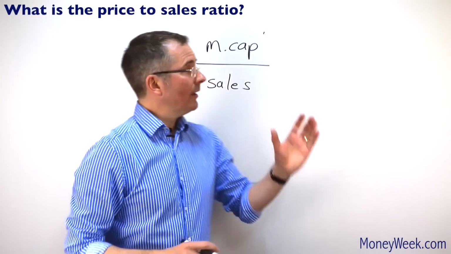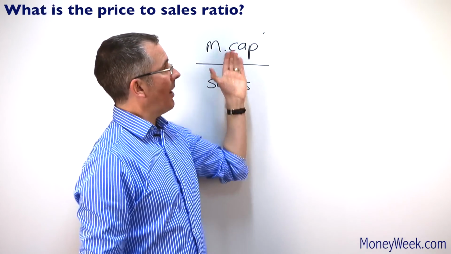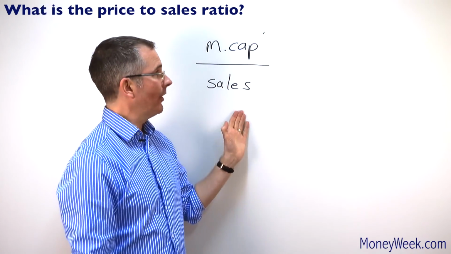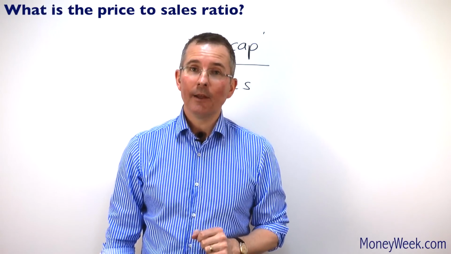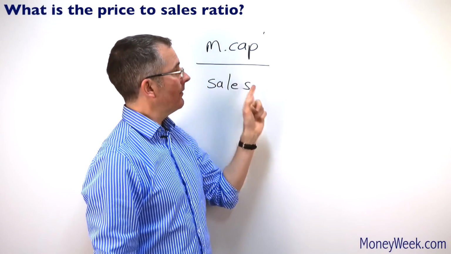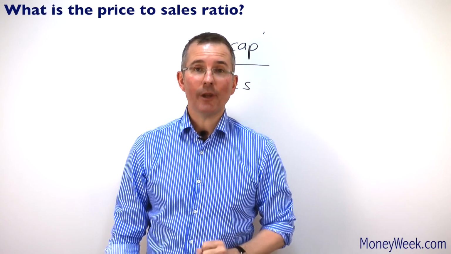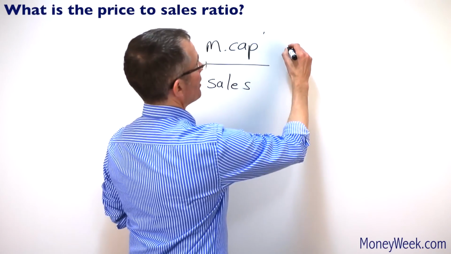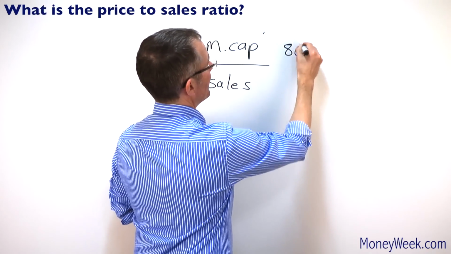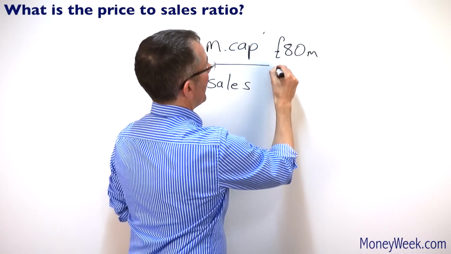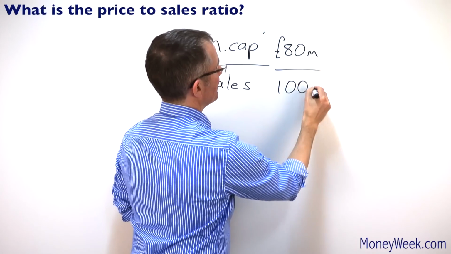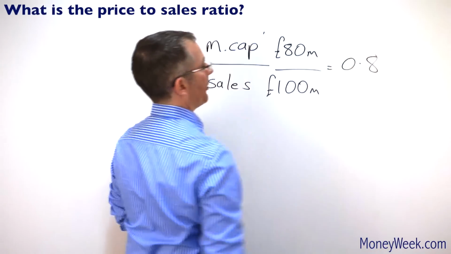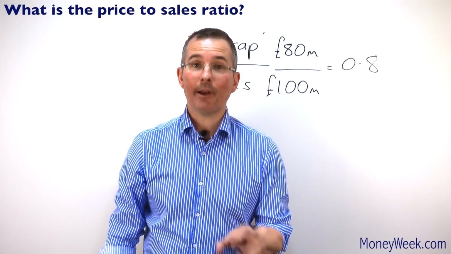Now, you can do it on a total basis. Market capitalization is number of shares times share price, the equity value of the firm, over sales, or you can calculate it per share: the current share price divided by sales per share. You should get the same answer. For example, if a firm's market capitalization was 80 million sterling and the sales figure is 100 million, then the price to sales ratio is 0.8. Mechanically, that's how it's done.